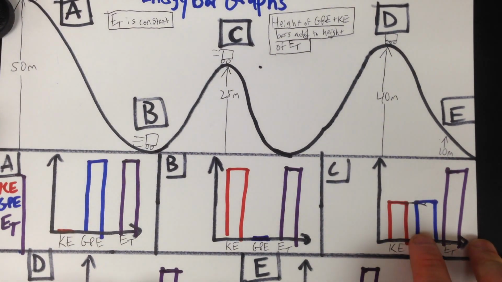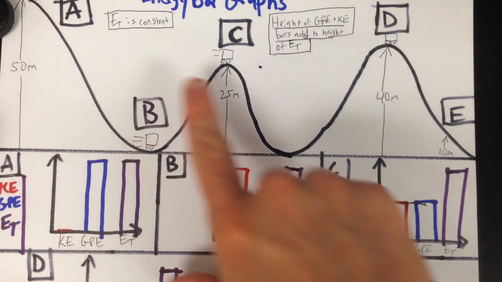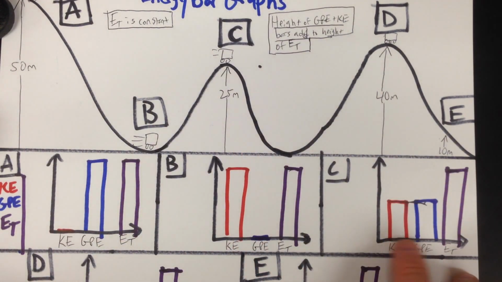Now for letter C. C is halfway back up to that 50-meter height. Halfway is an important location because it means that the energy is split 50-50. Half GPE, half kinetic energy. So we start at a 50-meter height, at a 25-meter height we have half and half, split 50-50, two 2-inch high bars and a 4-inch high bar for total.